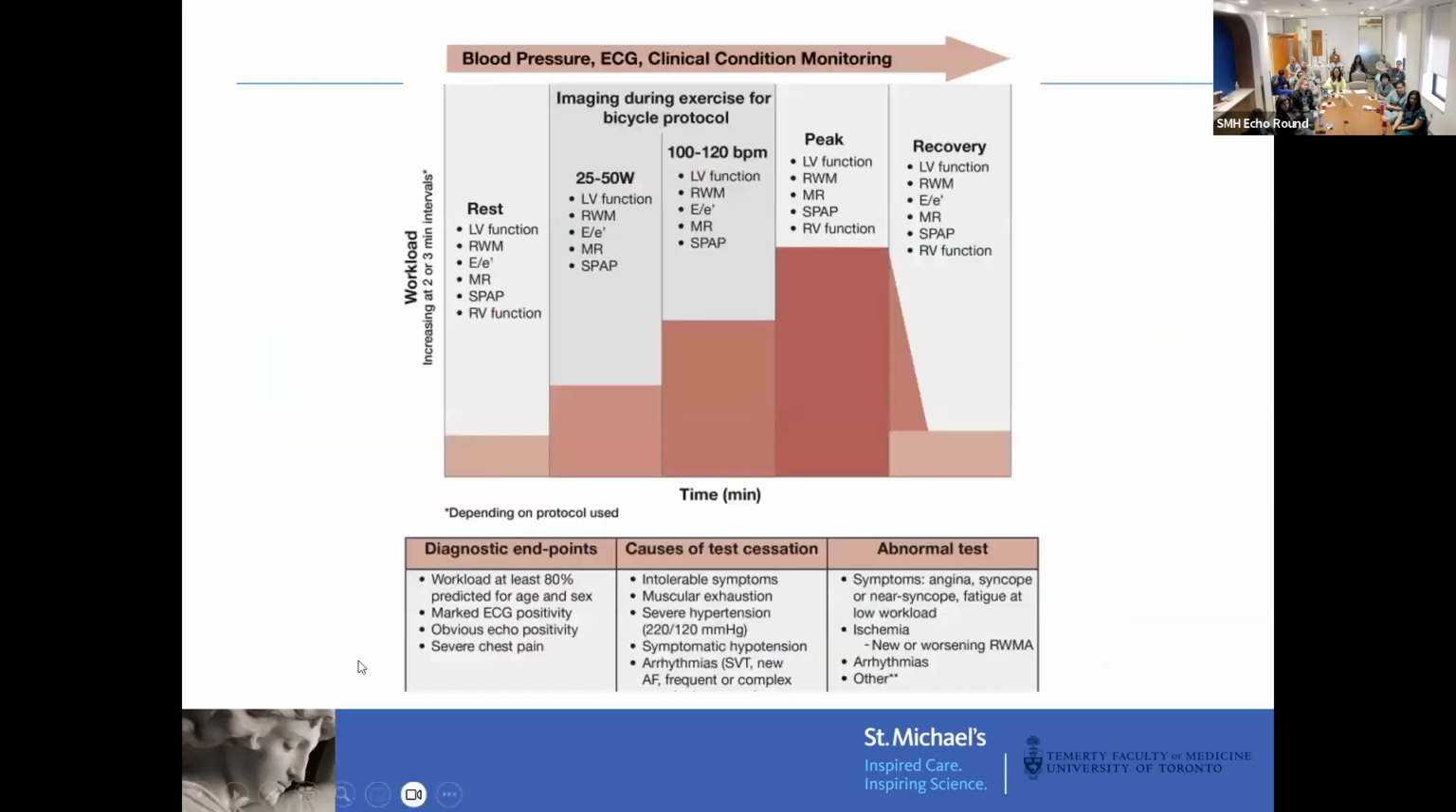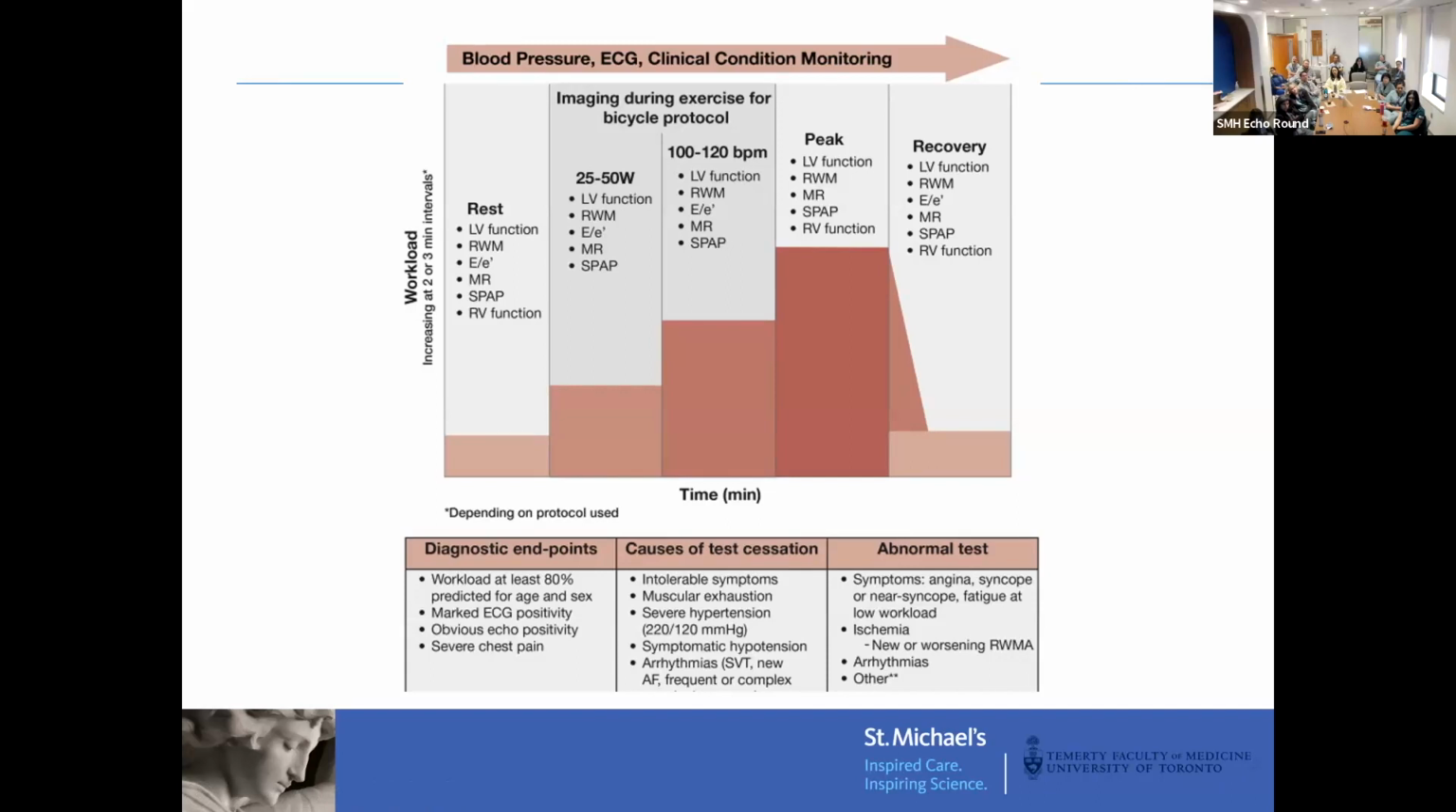So what are some of the things that you want to look for? So at rest, this is again directly out of the ASE updated guideline. For CAD, primarily we're focused on LV function and regional wall motion. But if you were looking for valvular abnormalities or diastolic dysfunction as an early marker of ischemia or an early marker of symptoms of dyspnea, for example, then you can look at E over E prime changes. You can look at ischemic MR and whether that's getting worse with workload. You can look at pulmonary systolic RVSP, essentially systolic pulmonary artery pressure.